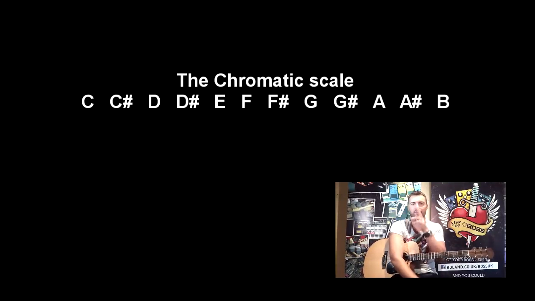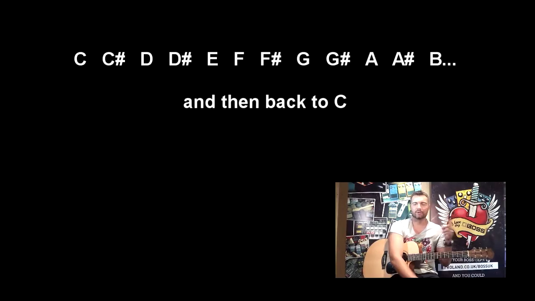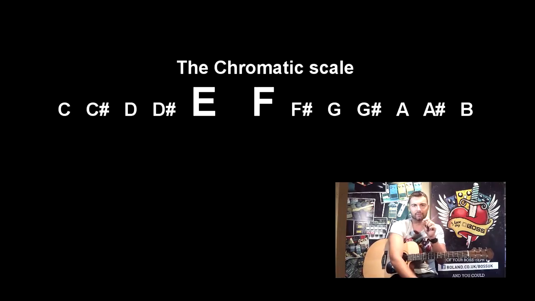So we've got C, C sharp, D, D sharp, E, F, F sharp, G, G sharp, A, A sharp, B, and then C. Which sounds a little bit complicated, but the best way to think about it is it's the alphabet. It's simply the alphabet up to G, and everything has a sharp after it unless it's between E and F and B and C.